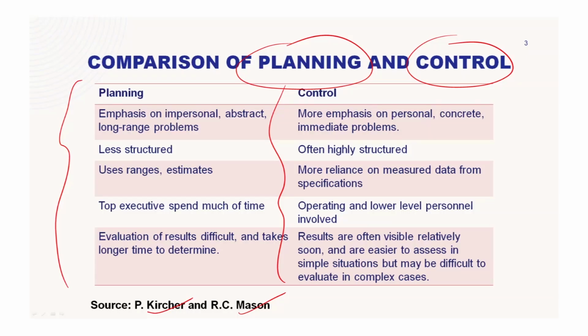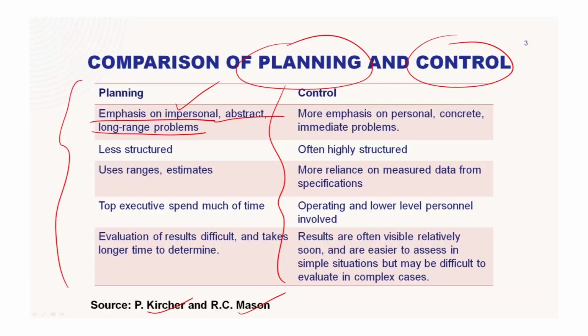Planning is emphasizing and it is more impersonal. Impersonal means what? There are very formal activities which are designed. While you are framing the objective of the organization in the planning stage, you discuss the plan with the different subordinates, different managers, which is not personal. You call a formal meeting and discuss the things very formally. That is why the emphasis is on impersonal activity, abstract and long range problems.